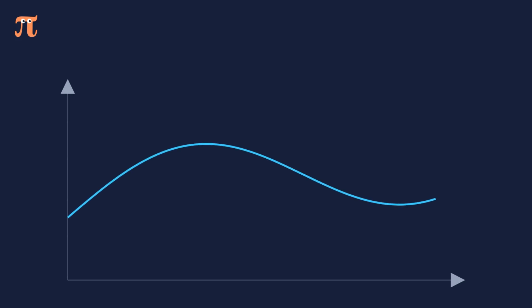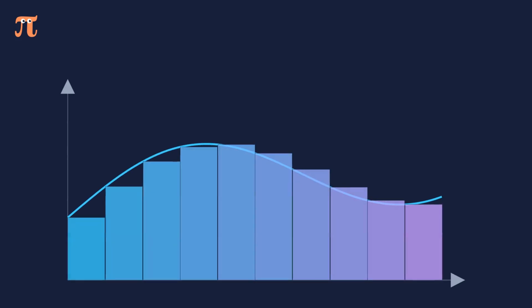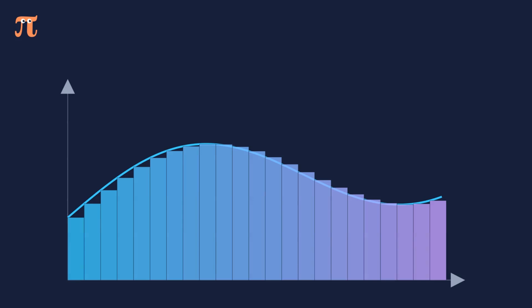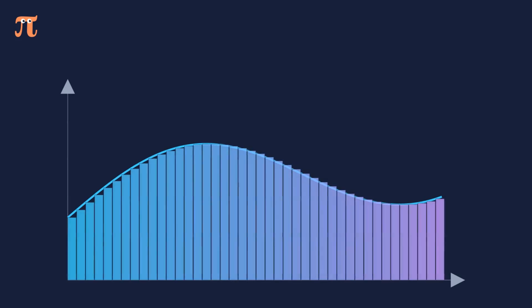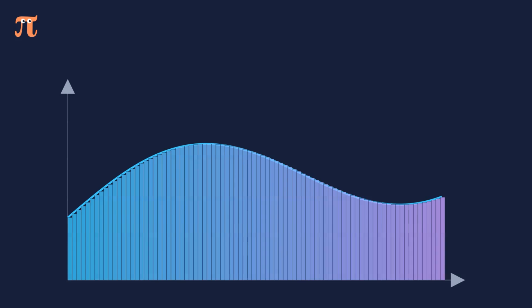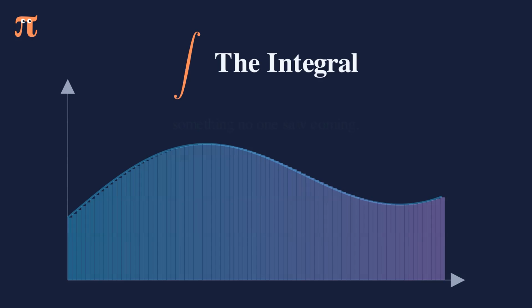How do you measure the area of a shape with a curved edge? A rectangle is easy, a triangle fine. But a curve, there's no formula for wiggly. The trick people found is almost absurd. Cover the curve in rectangles. Rectangles you can measure, then make them so thin there's no room left for error. And doing that reveals something no one saw coming. Watch.